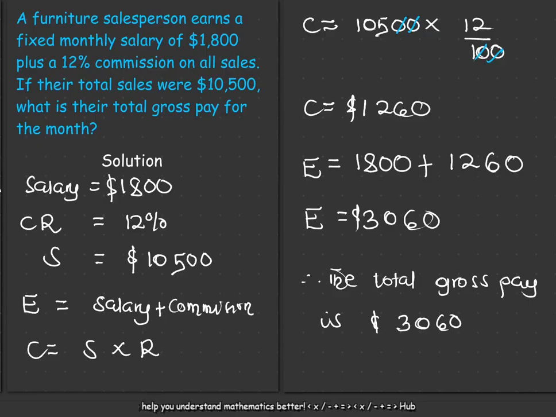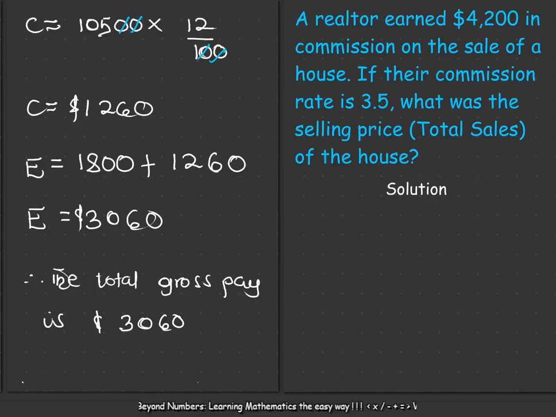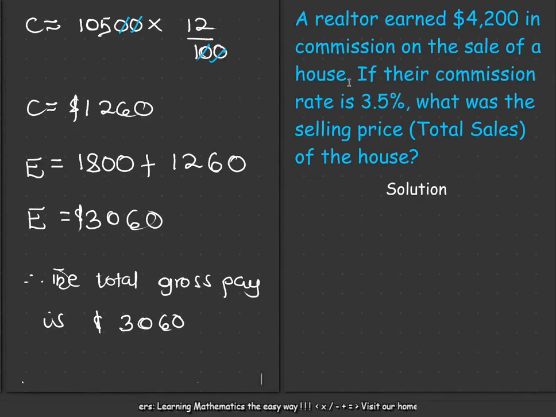of questions as well. So in our last question here, it says a realtor earns $4,200 in commission on the sales of a house if their commission rate was 3.5%. What was the selling price of the house? This time around, we are looking for the selling price.